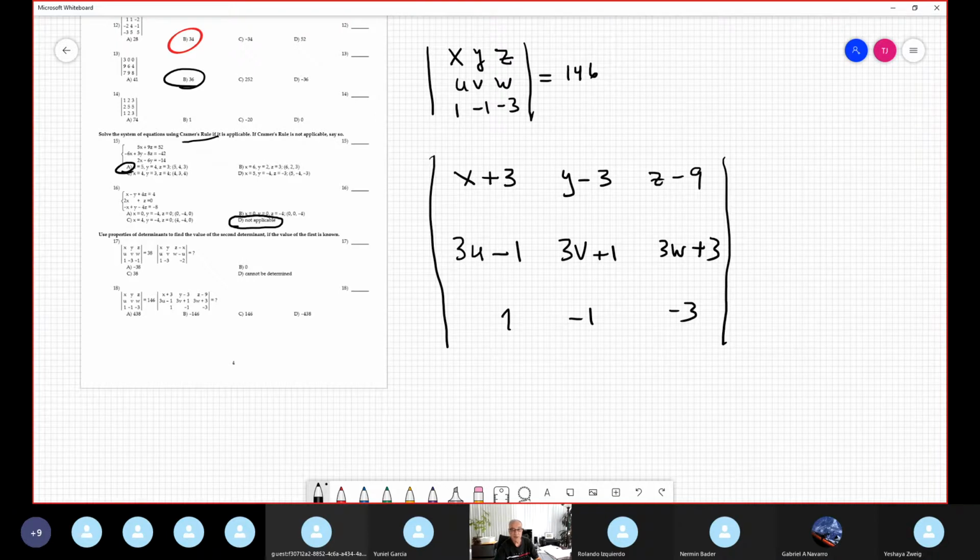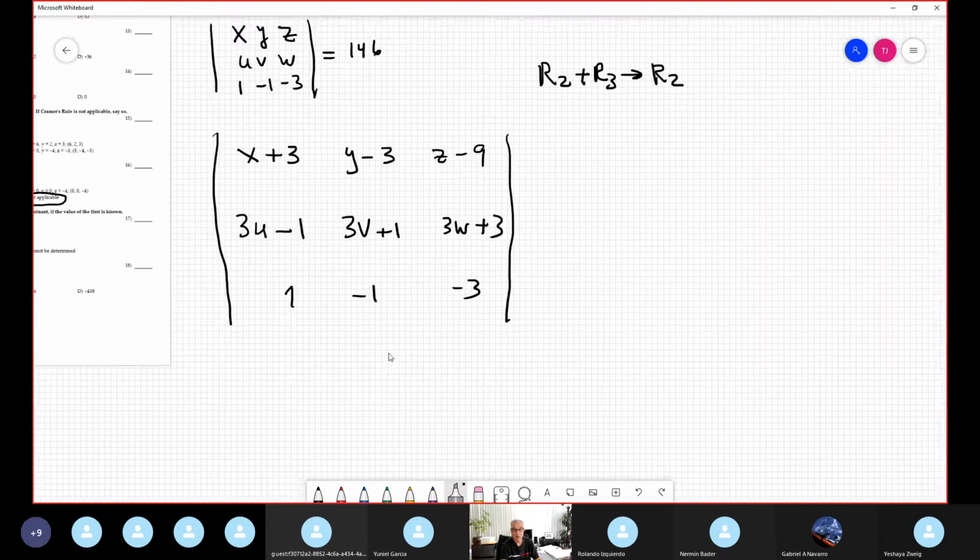So basically I need to manipulate row 2 or row 3. Let me see. Suppose I'm doing this row operation: row 2 plus row 3, stored in row 2. So you add this guy plus this guy, and the result of this I store in row 2. I did it intentionally because I want to eliminate the negative 1. So this negative 1 cancels out with the plus 1, negative 1 plus 1, negative 3 plus 3. Do you see the idea?